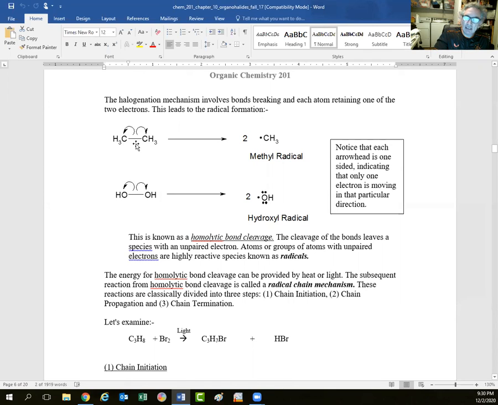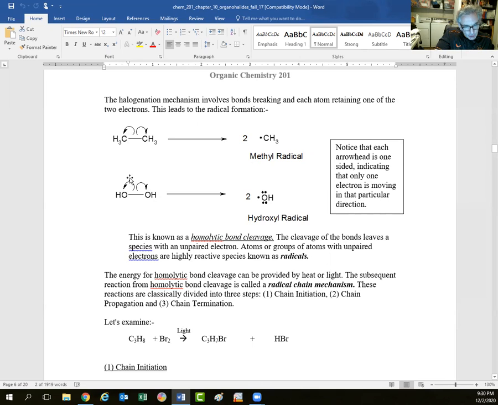The bond breaks under radiation of light or at higher temperature, and the electrons in the bond go their separate ways. It's a tie. There's no difference in electronegativity, so the electrons in the bond are split between the two atoms when that bond cracks.